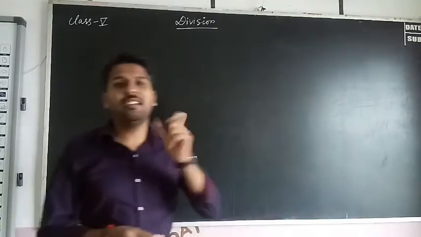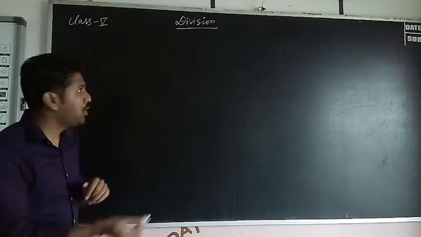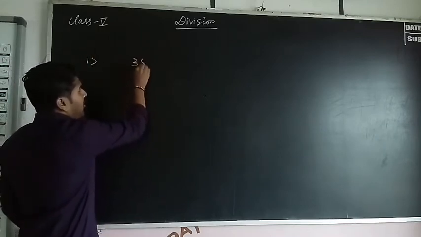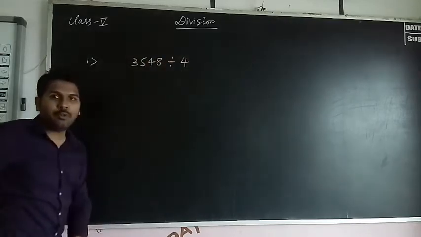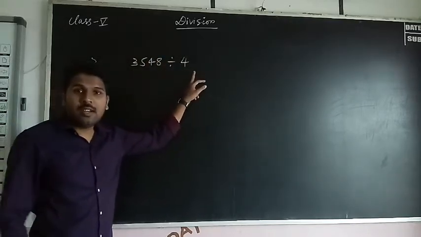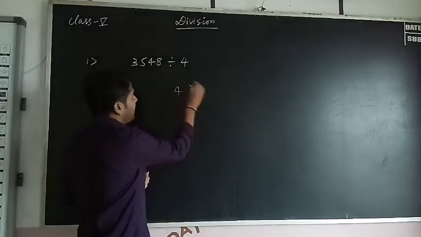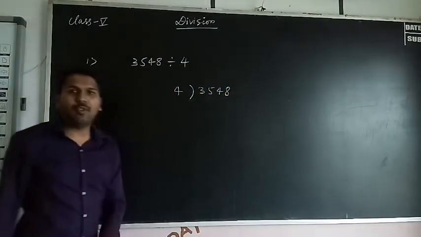First take any 4-digit number, and divide that 4-digit number by a 1-digit number. So how to divide that one? Take 3, 5, 4, 8 divided by 4. So how to divide a 4-digit number by a 1-digit number? First, write down like this: 3, 5, 4, 8.